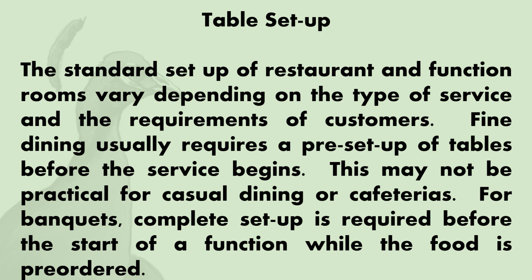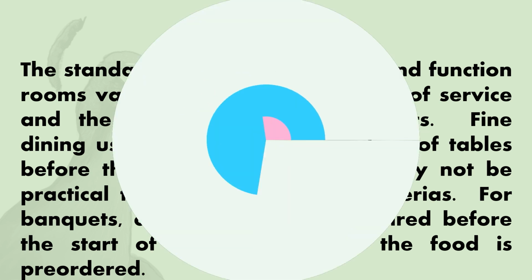The standard setup of restaurant and function rooms varies depending on the type of service and the requirements of customers. Fine dining usually requires a pre-setup of tables before the service begins. This may not be practical for casual dining or cafeterias. For banquets, complete setup is required before the start of a function while the food is pre-ordered.